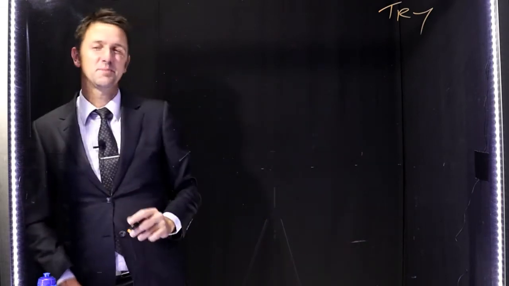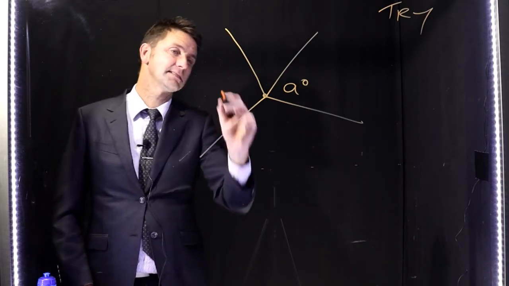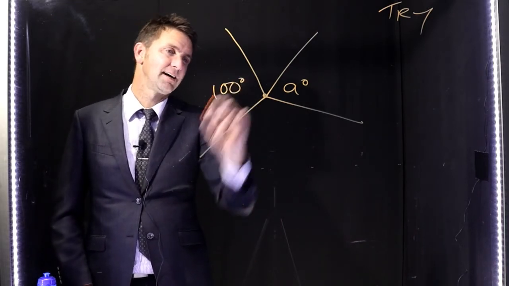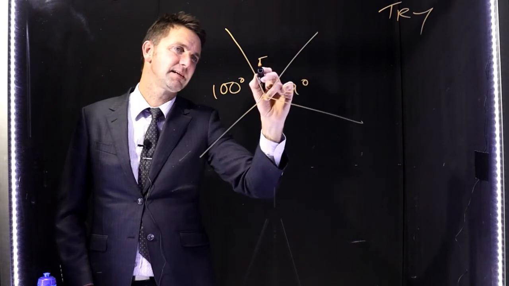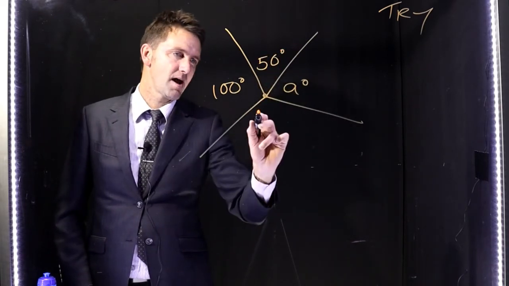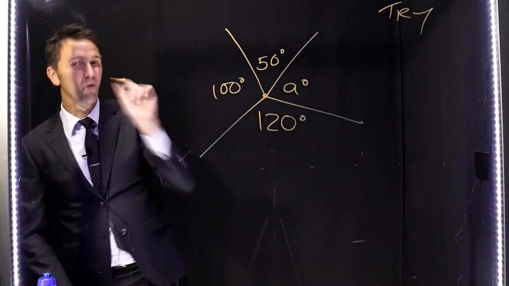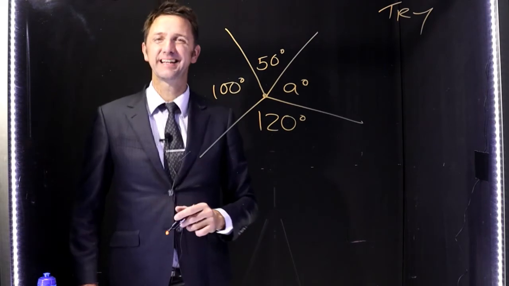Okay, you're going to try one all by yourself, guys. Here we go. Let's say this is angle A. Let's say this angle here is 100 degrees. Let's say this angle here is 50 degrees. Let's say this angle here is 120 degrees. What's A? What's A? You work it out. Pause me and have a go.